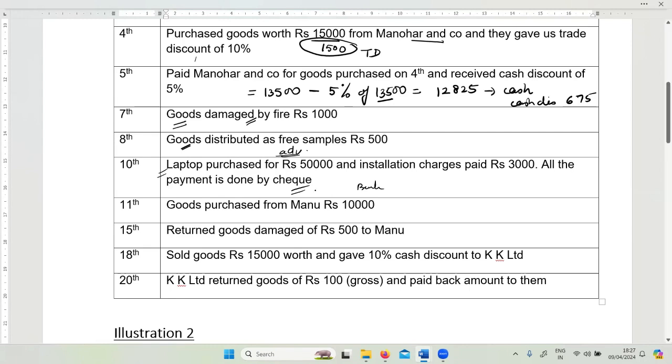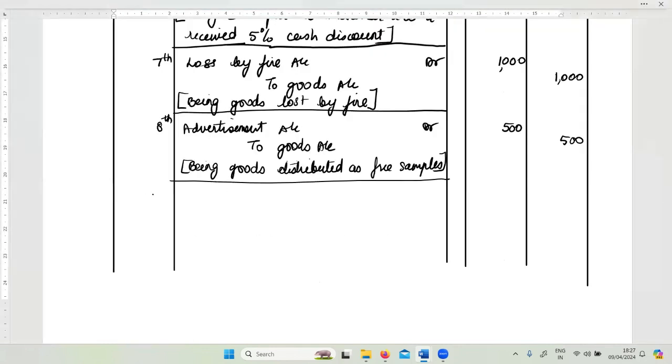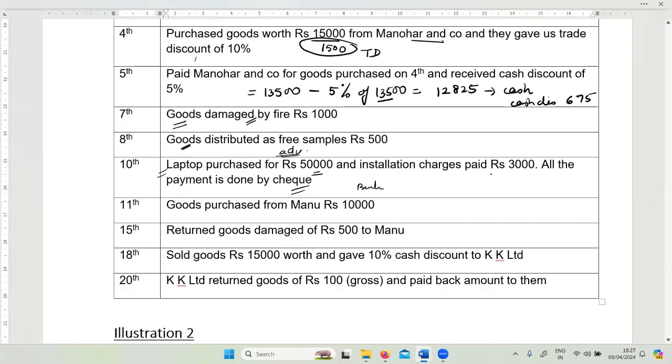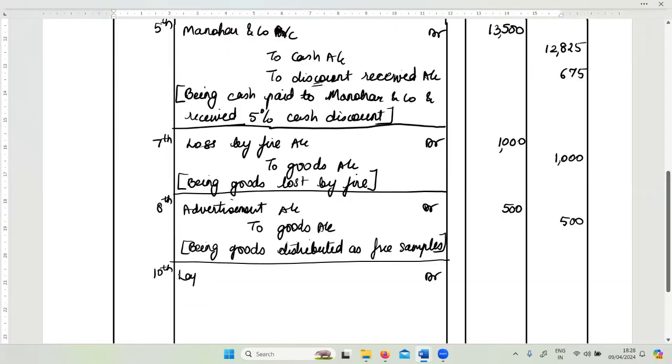Check account will not be written. Again and again, I've been stating this in the videos. Many people make the mistake of writing check account. Check is not any kind of account. It's an instrument. It is not any kind of personal, real or nominal account. So you have to take only two accounts. One is the laptop account and second account is the bank account. So on 10th, I'm going to write here laptop account, fixed asset laptop account, debit. Total amount I'm going to write 50,000 plus 3,000, 53,000.